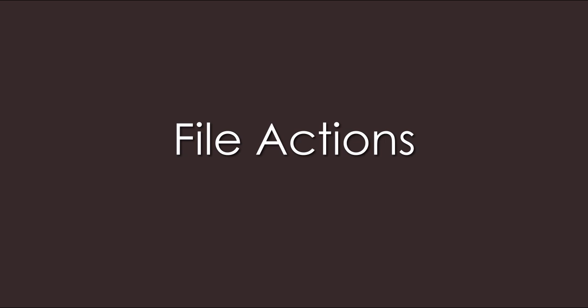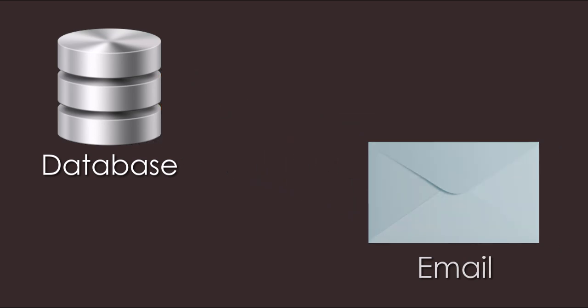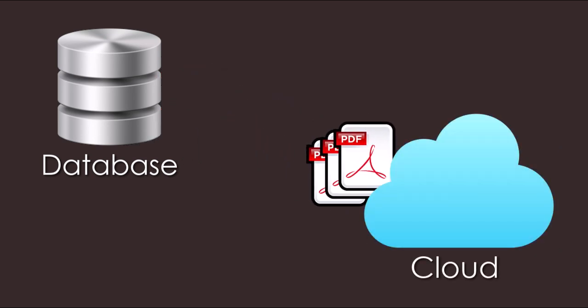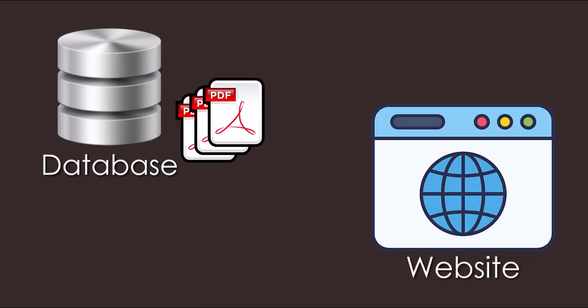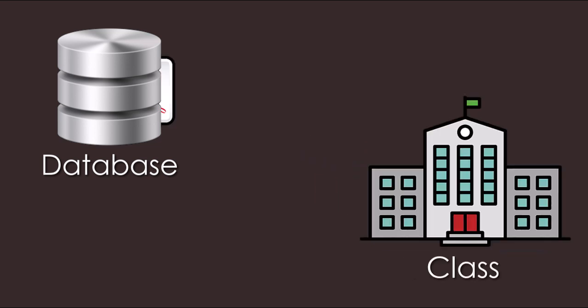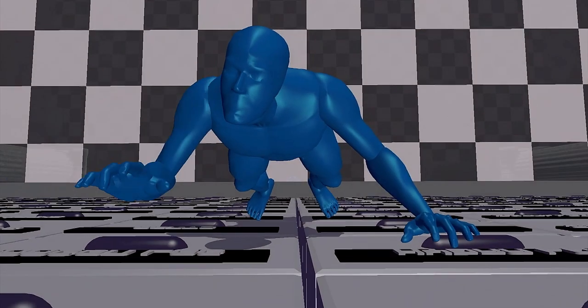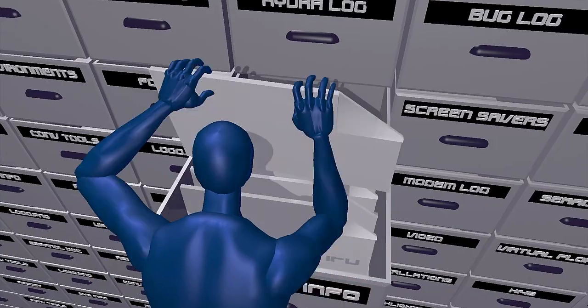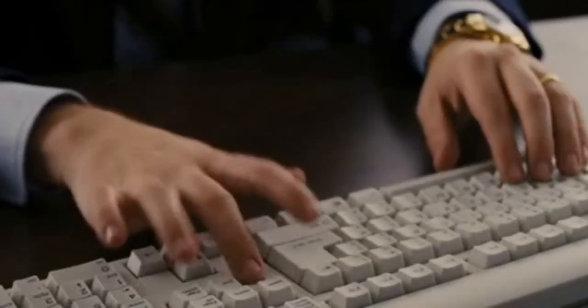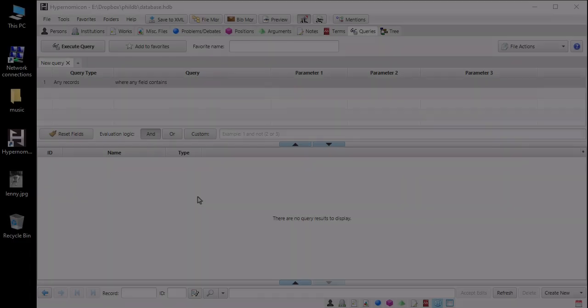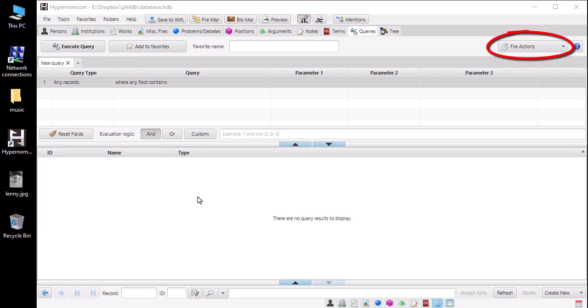Sometimes it is useful to take action on a certain set of files in your database, such as a certain set of PDF files. You may want to send multiple readings to a colleague, make papers available for download online, or distribute them to your students as course readings, for example. Finding and collecting these files can be tedious, and even more tedious is removing your highlighting and notes from the PDF files before sending them out. The File Actions menu on the Queries tab makes performing these tasks quick and easy.